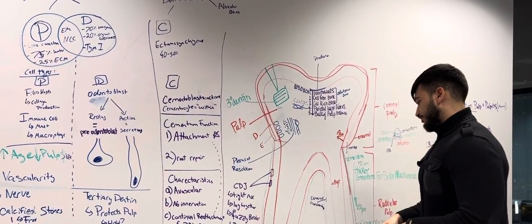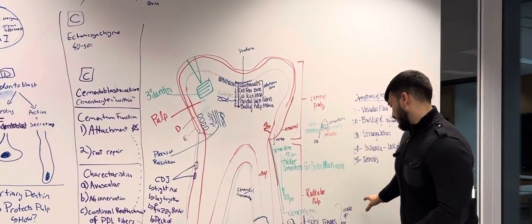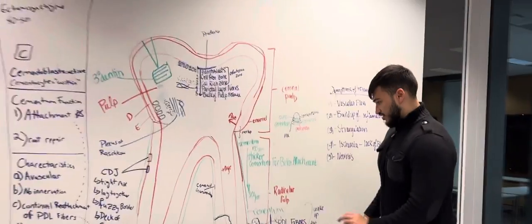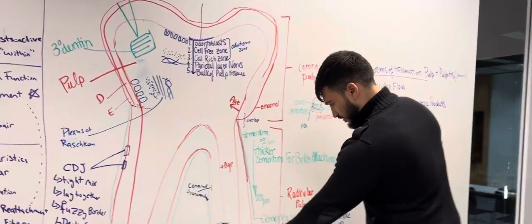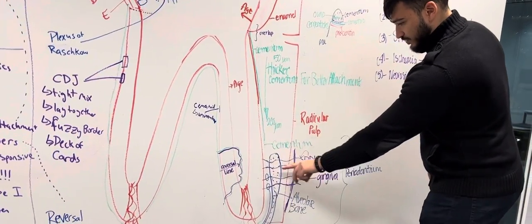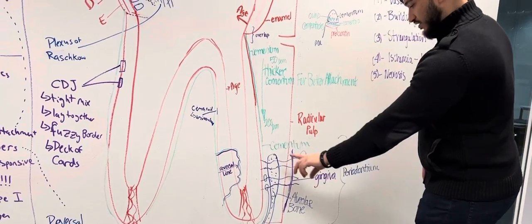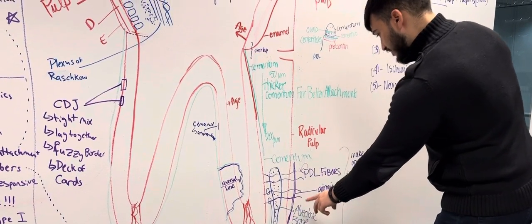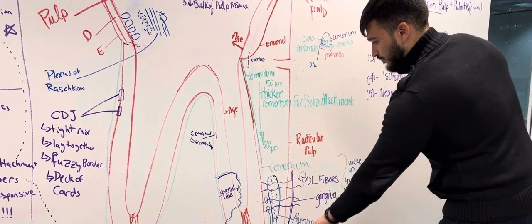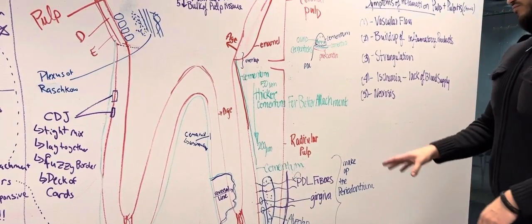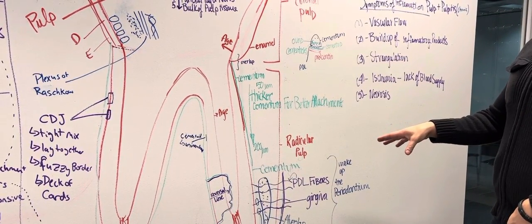And then let's go to the periodontium and how it's made up. We have the cementum here in green. You have the PDL fibers right here. And then we have the alveolar bone, as well as the gingiva that's opposing to the teeth. And then within the cementum, there are certain things that can happen.